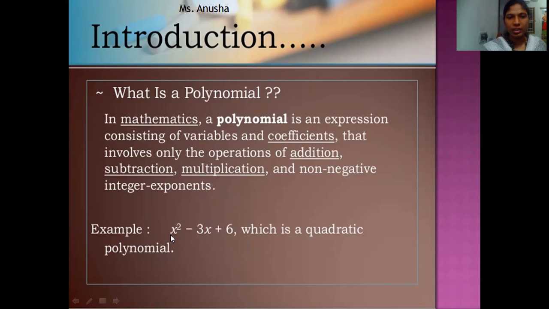For example, see here x squared minus 3x plus 6, which is a quadratic polynomial. This expression consists of coefficients of variables: x squared has a coefficient of 1, x has a coefficient of minus 3, and there is also a constant 6. So this is a polynomial expression which consists of variables and coefficients with constants, and since the degree is 2, we say it is a quadratic polynomial. I will explain in the later slides what is meant by degree, okay? So don't panic.